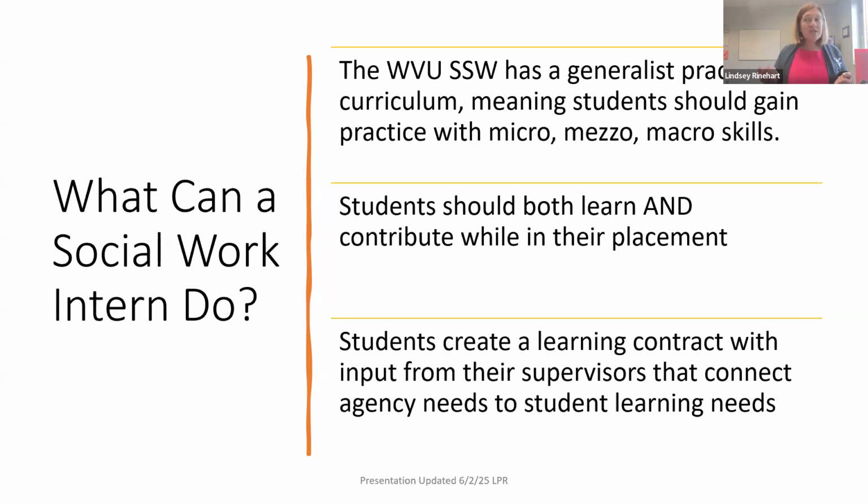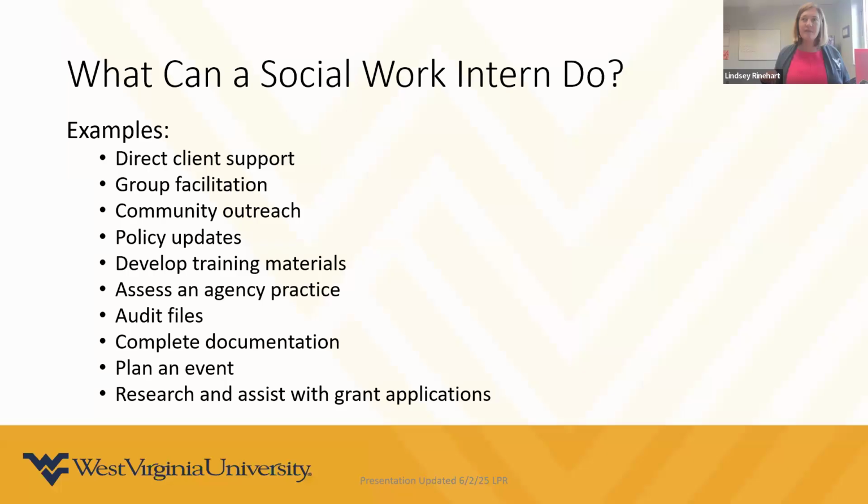And then we'll talk more. The students will all create a learning contract. So as far as what a social work student can do, the learning contract is really going to help with that. This is a document where they're going to connect the things that your agency wants them to do, the things that they want to gain, and those competencies that we need them to learn. So a marrying of those three priorities comes together in this document, and that helps them map out their plans for the year.